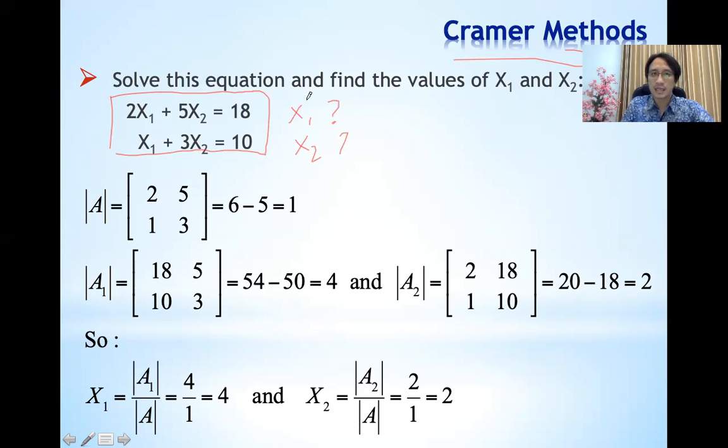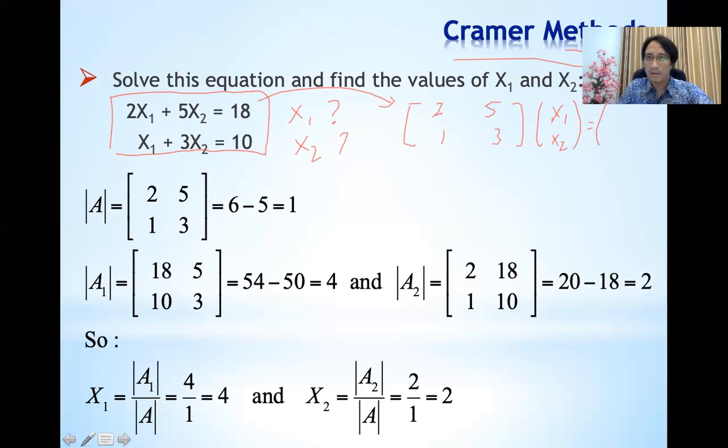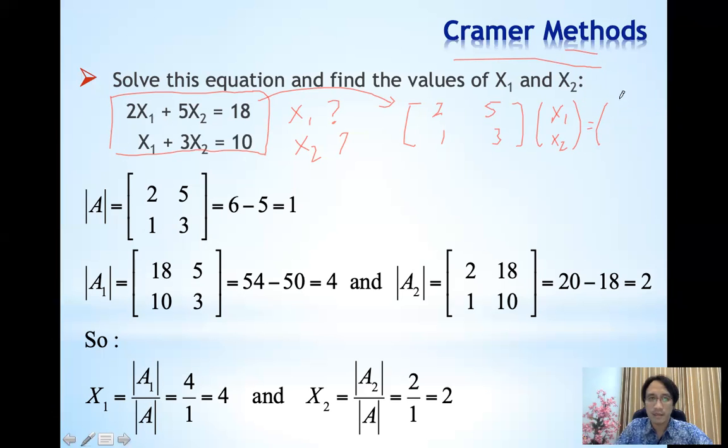So this is the way we translate this into a matrix. The A will be 2, 5, 1, 3 times x1, x2. If we write this equation in matrix form, it will be like this. Just move this to here. 18 and 10, the result.